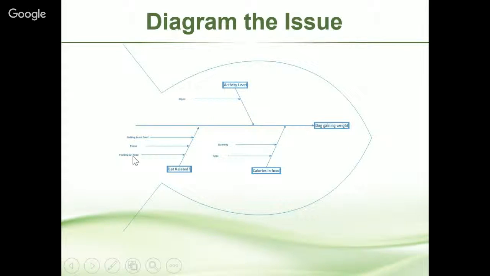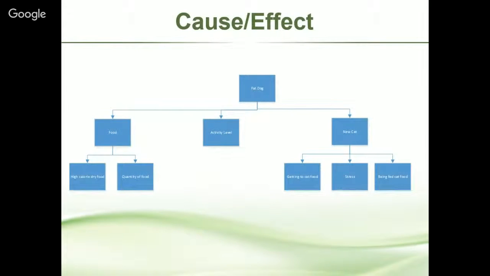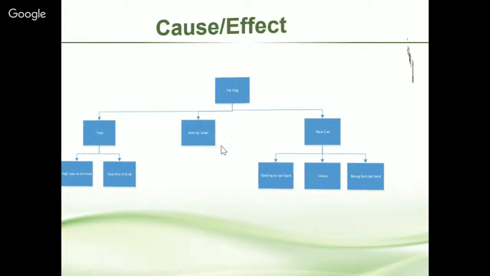Could it be cat related? Or, are they finding the cat food? Is it stress related because there's a cat and somehow they're gaining weight from that? Are they somehow getting to the cat food that we didn't know about? So here's the cause. This is the block diagram. So here's our cause at the top. It's our fat dog. So here are our 3 primary cause areas: food, activity level, and a new cat. And you can see, actually I didn't put injury here, but injury would go under here. So that's what that diagram looks like.